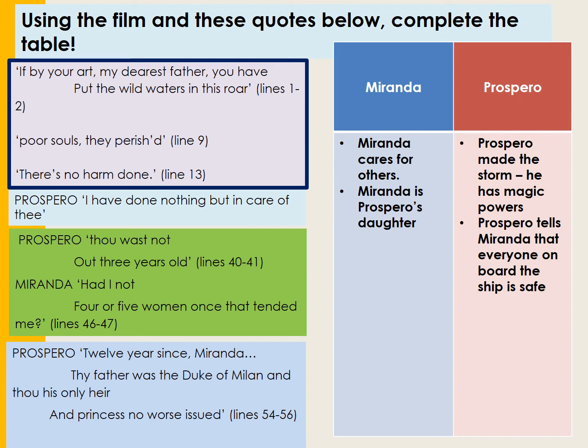He wants her to be at peace, because he takes the trouble to say that there's been no harm done. So he cares about her like she cares about him, and like she cares about the people on that ship.